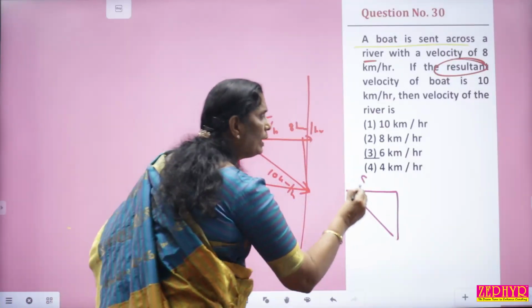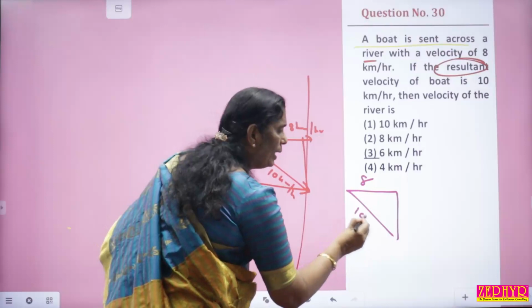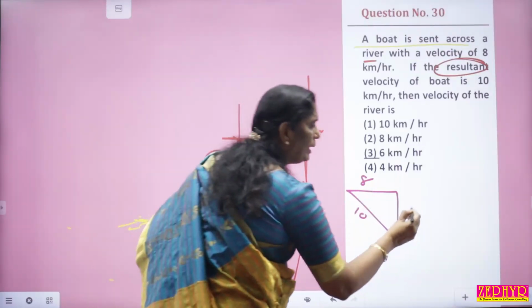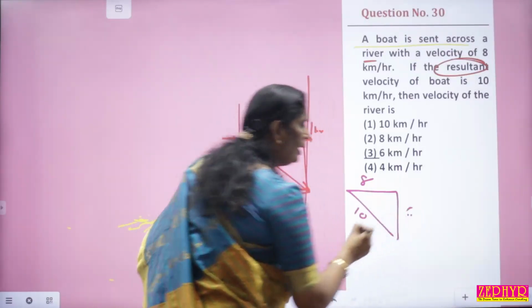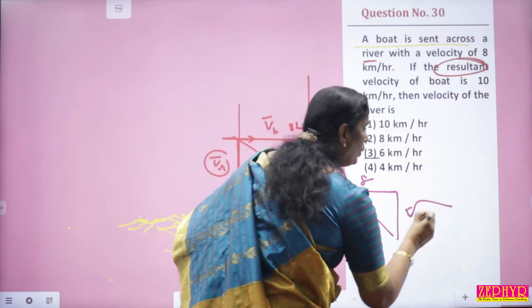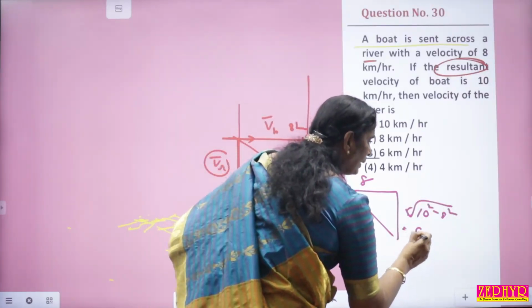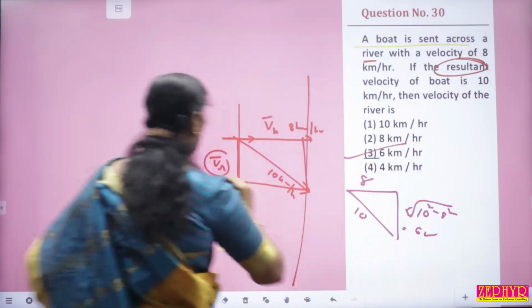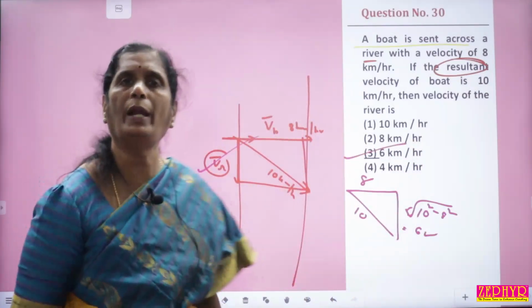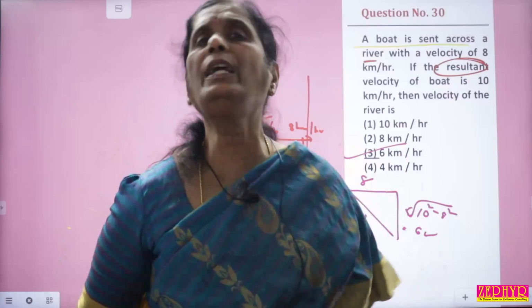In this triangle, this side is 8 and this side is 10. When we apply the Pythagoras theorem, what do we get? We get 6: root of 10 squared minus 8 squared, root of 100 minus 64, is 6. So 6 is the answer. So the river is flowing with 6. Simple only. It all depends upon how you think and how you draw the diagrams.